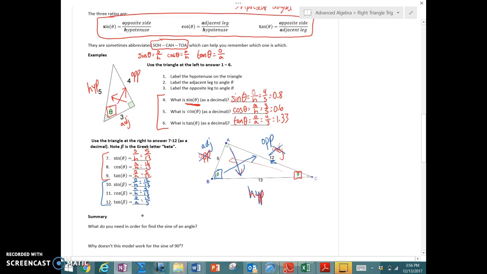So you can see that the hypotenuse never changes, but the adjacent and opposite have switched, and so it switches my numbers. You could go through and figure out the decimals for all of these as well, but to save time, I'll let you do that.